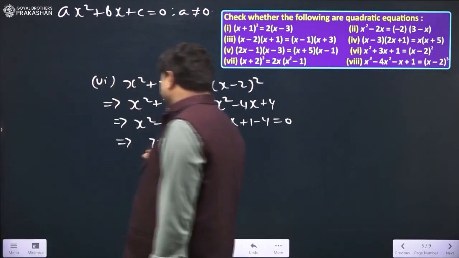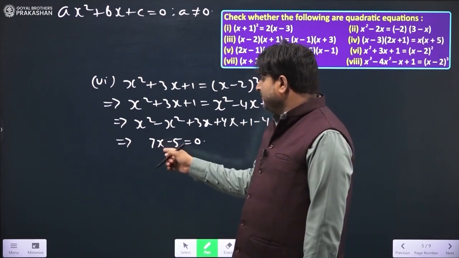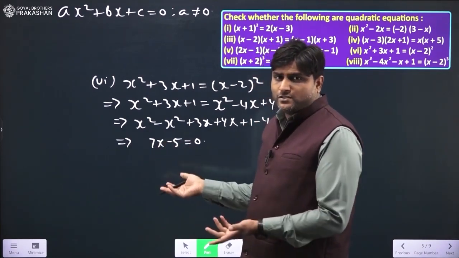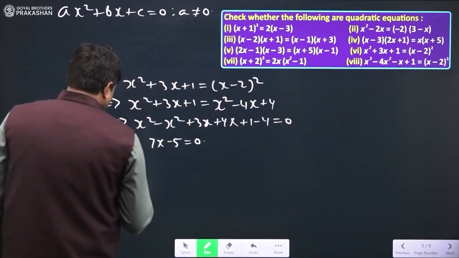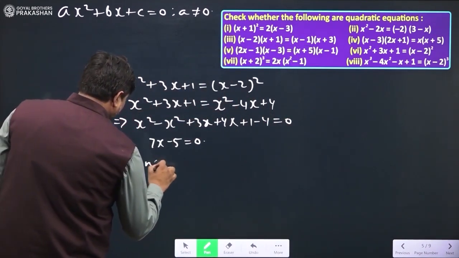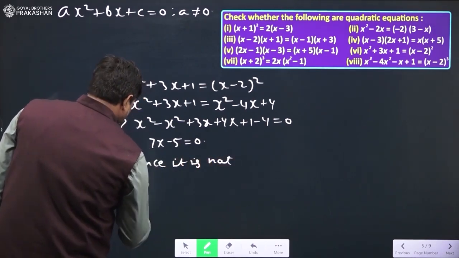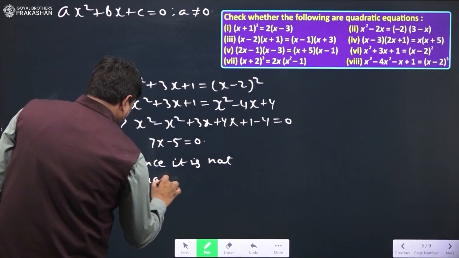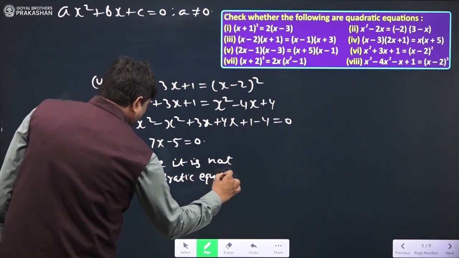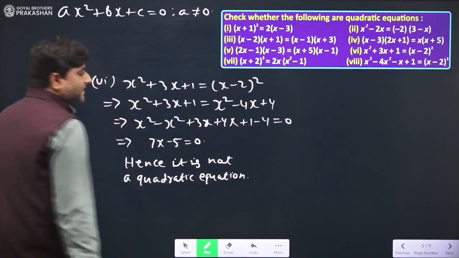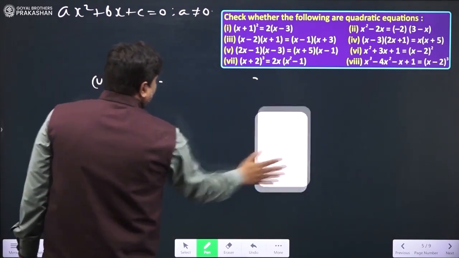So again, this is not in the form of ax square plus bx plus c equal to 0. Here the coefficient of x square is not there, means x square term is not there. So it is basically a linear equation. Hence it is not a quadratic equation. So sixth part is not a quadratic equation. Now moving to seventh part of the question.